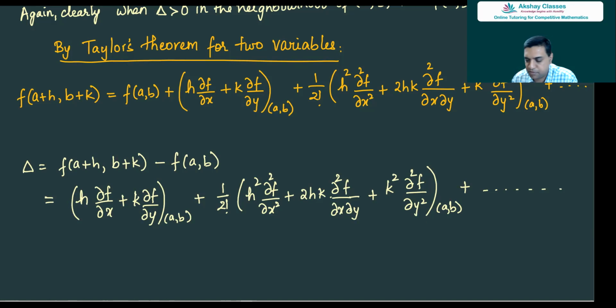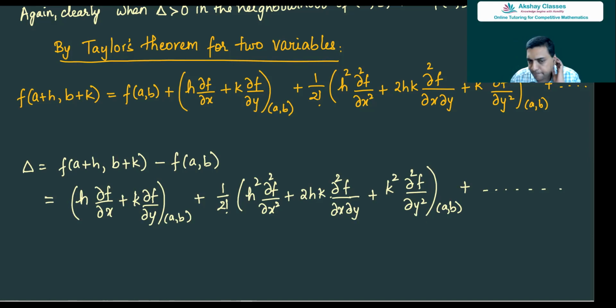The first two terms pretty much. Now, for maximum or minimum, for maximum delta has to be negative. For minimum delta has to be positive.